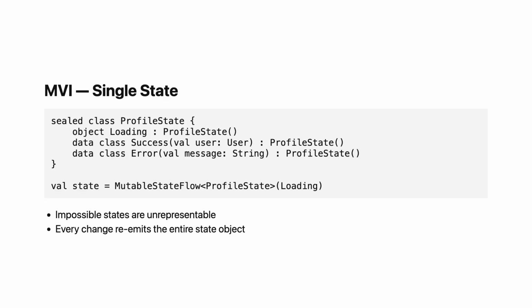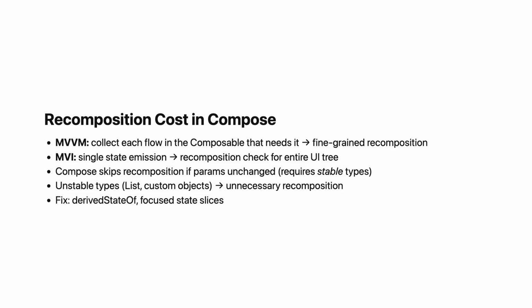This trade-off matters a lot with Jetpack Compose. When your composable function collects a state flow, it recomposes whenever a new value is emitted. With MVVM's multiple flows, you can collect each flow in the specific composable that needs it. The username composable collects only the user flow. The loading indicator collects only the loading flow. Fine-grained reactivity. With MVI single state, every emission triggers a recomposition check for the entire UI tree that collects that state.